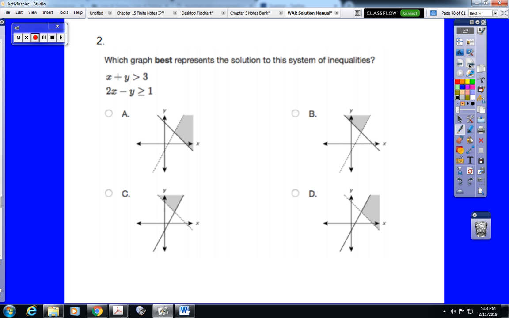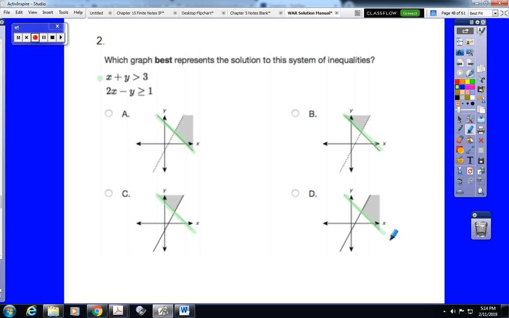Now, let's keep in mind what we're looking at here. All four of these pictures have the same two lines on them. The only thing that's different is whether those lines are solid or dotted, and whether we're shading above or below the lines. And we can tell all of that right now. Okay? x plus y is greater than 3. That line, this line is that line. That is the one that we're looking at there.